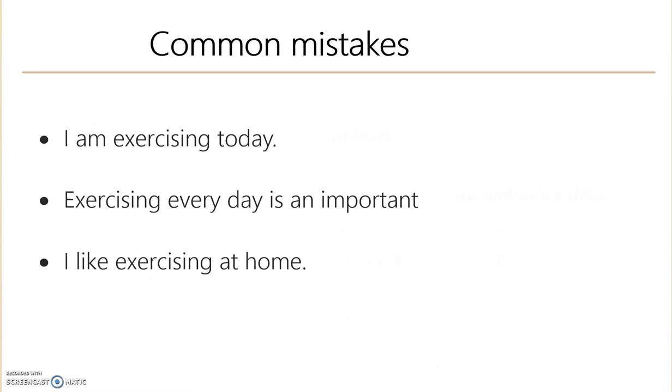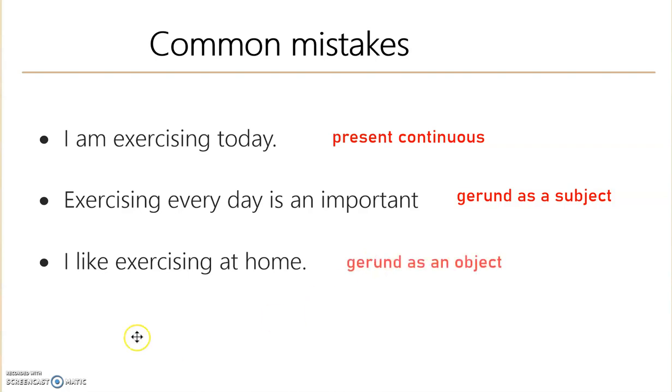Here are some common mistakes to avoid. Look at the 3 sentences. What do you notice? Example 1 is not gerunds as subject or object. It's actually present continuous. Whereas example 2 is gerund as a subject. Example 3 is gerund as an object.